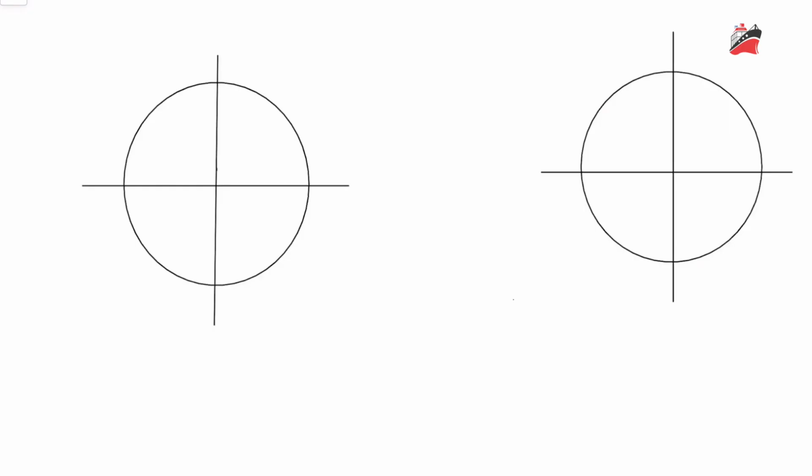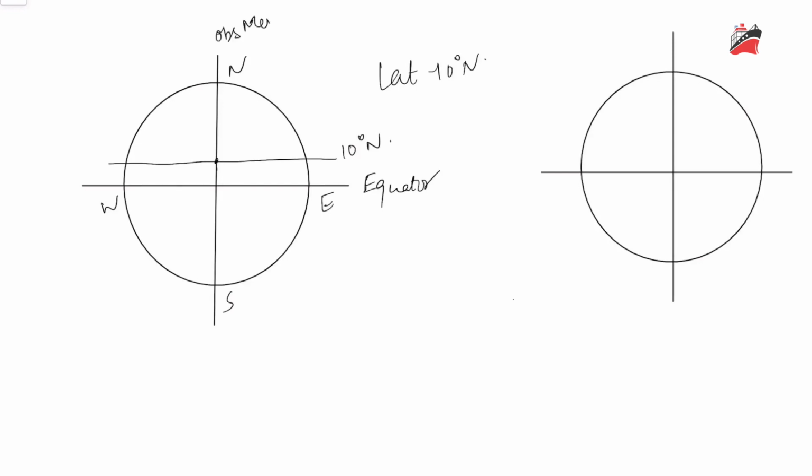So let's start. Let us consider that the observer is at latitude 10 degrees north. In a normal diagram, we denote this as north, east, south and west, and this is the equator. Then this latitude will be 10 degrees north, right? So let us consider the observer is here and this is the observer's meridian. This point will be the zenith.